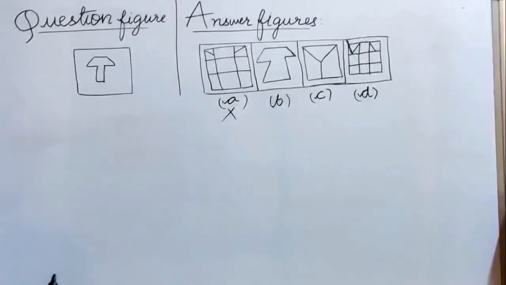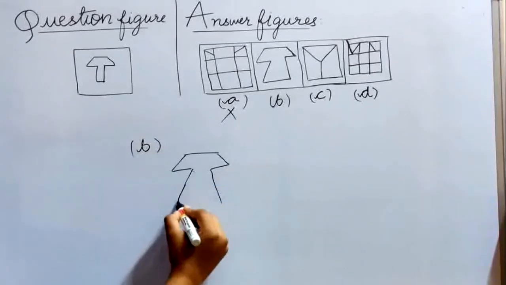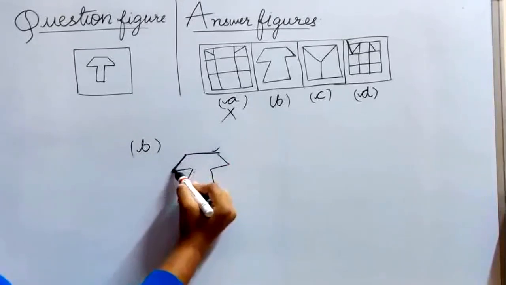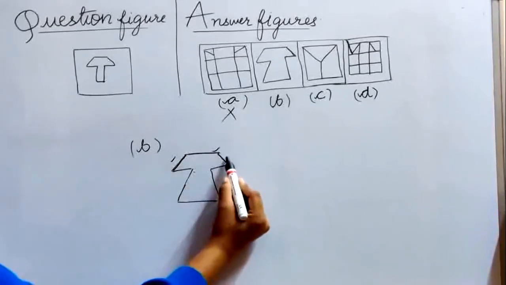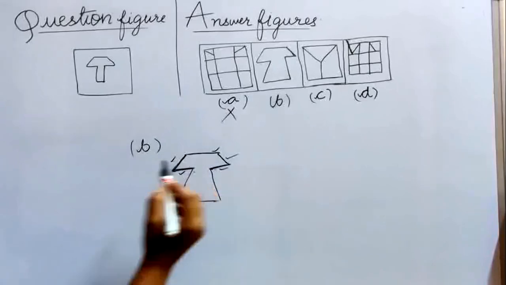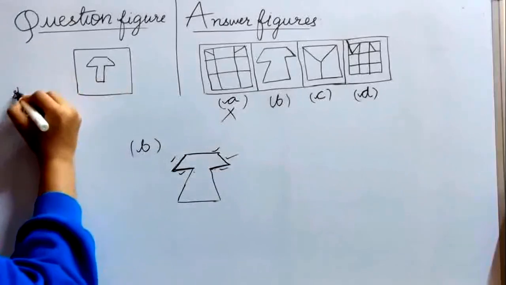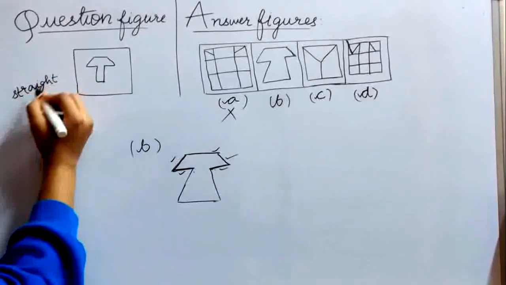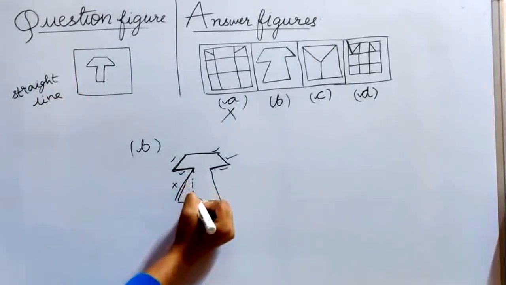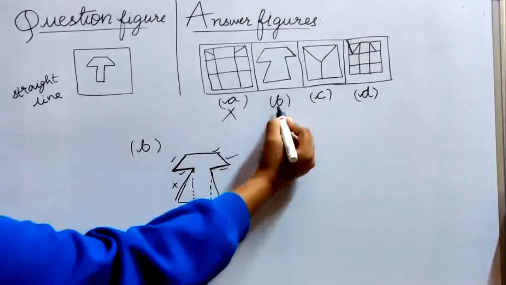Now, let us move on to option B. If you can see in option B, the top line is there, the slant lines are also there, the other horizontal lines are also there. But if you see the vertical lines, here in the question figure, they are straight lines. That's why we call them vertical lines, right? But in this option, the lines are shown as slant lines, which is wrong. We need to have vertical lines, right? That is why option B is also wrong.